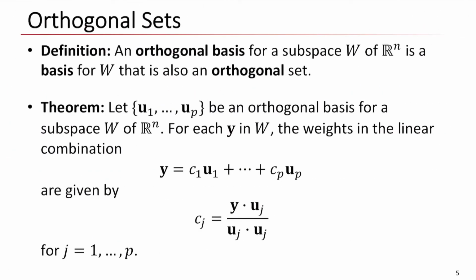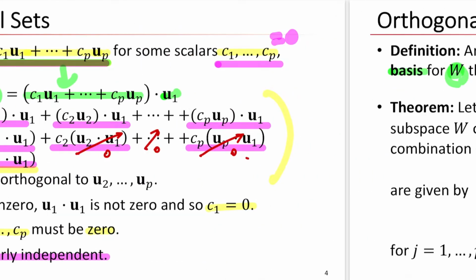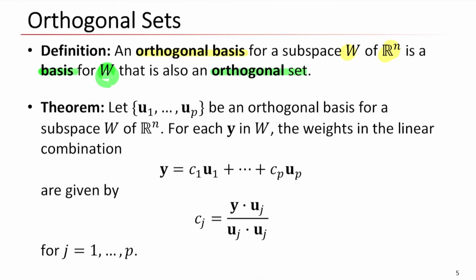Okay, here's one more theorem, one more definition. An orthogonal basis for the subspace W of the Rn space is a basis for W that is also an orthogonal set. So the orthogonal basis means it should be a basis for W and it should be an orthogonal set.